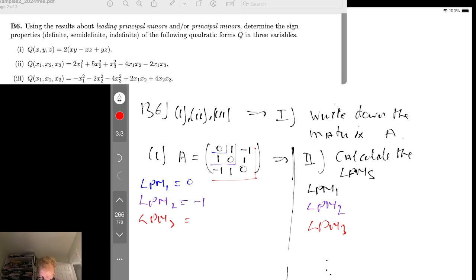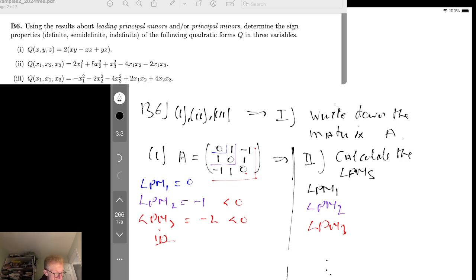Looks like it's minus 2. Is there more? No, that's it. Minus 2. That's less than 0. This is 0. So when LPM 1 is 0, it's either positive semi-definite or negative semi-definite. But in this case, it's not. It's negative and not alternating, so it's indefinite. I'm not doing the first one in detail, that wasn't the point.